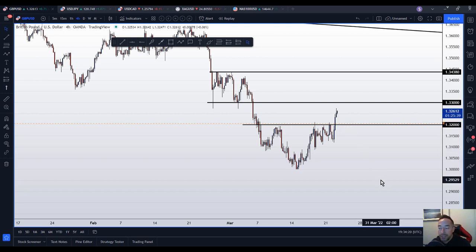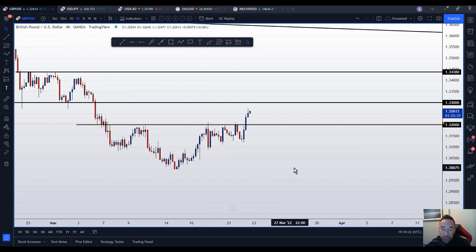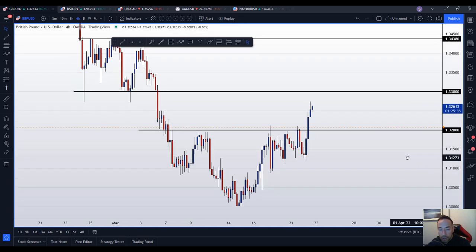Hopefully we get a retest of 132 and a rejection for a long setup. You can see I've got my alert there. I've got it a little bit earlier than 132, at 132.07, so 7 pips in front. That's just so it makes me aware before we get to that big number, so I can get prepared and I know what I'm looking for. So let's see what happens with that tomorrow.